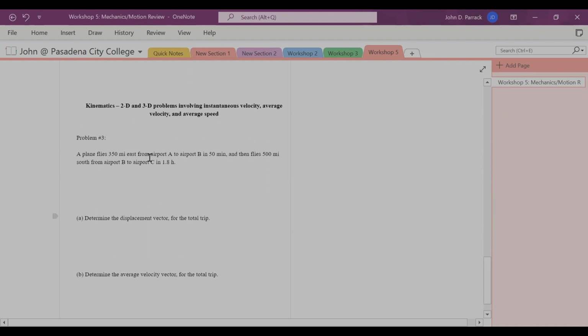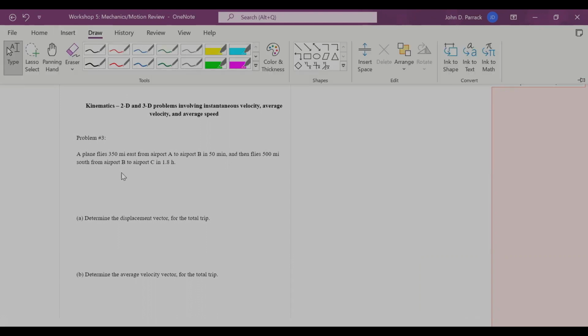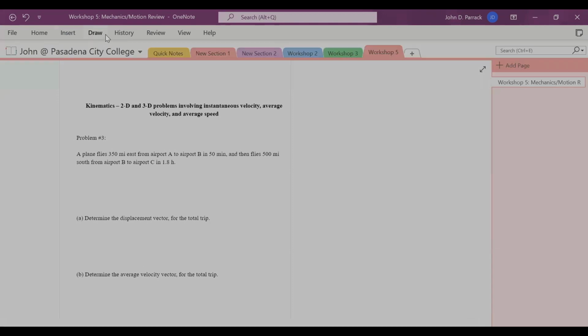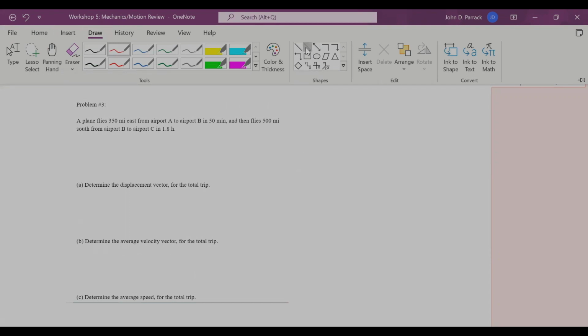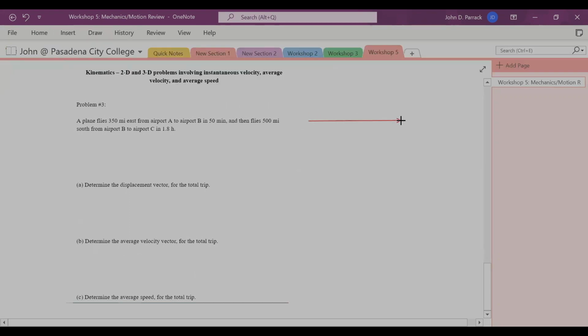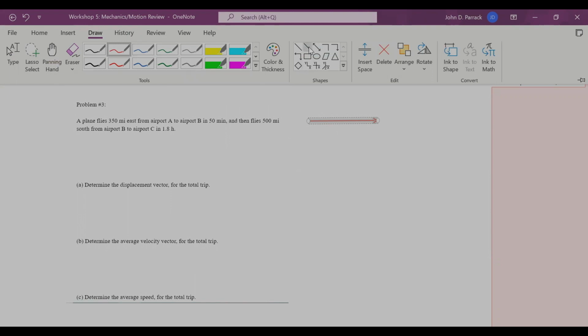A plane flies 350 miles to the east. Let me get out some arrows. Insert an arrow. 350 miles to the east. This is going to be my 350. And then can we get another arrow in here?